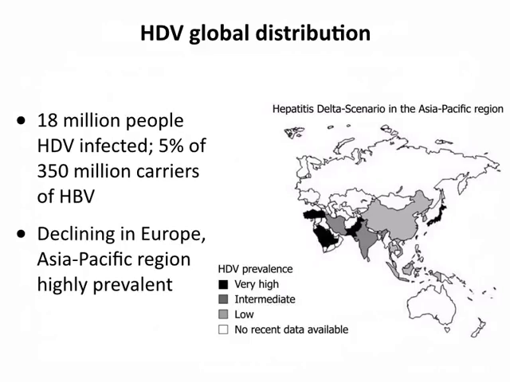This is the global distribution of hepatitis delta. So it was discovered after hepatitis B virus was discovered. And about 18 million people or so are infected, which is 5% of the 350 million carriers of hepatitis B virus. It was originally found in Europe, but it seems to be declining there. It's extremely prevalent in the Asia-Pacific region. You can see the very high countries of prevalence, intermediate and low.